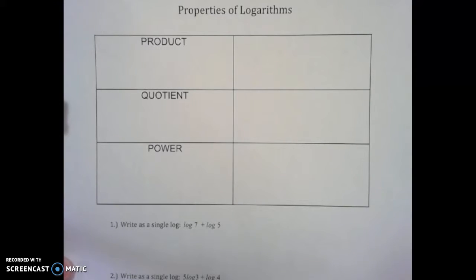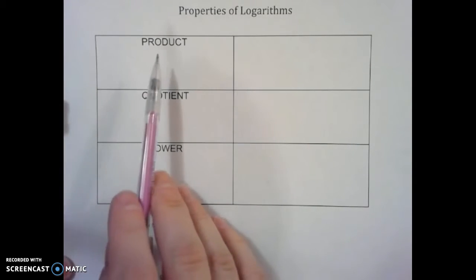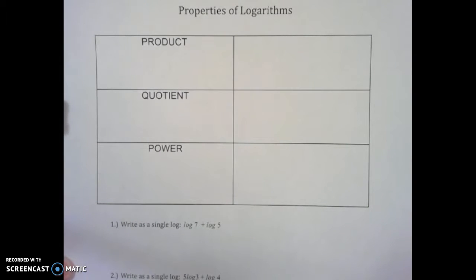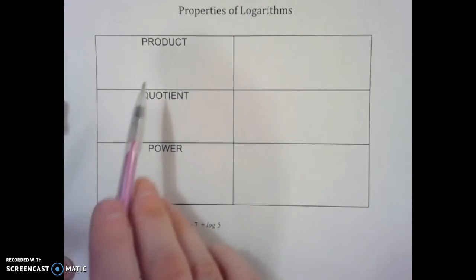In our lesson today, we're going to investigate properties of logarithms, and there are three specific properties that we're going to investigate: when there's a product, when there's a quotient, and when we have a power. Let's start with the product rule.